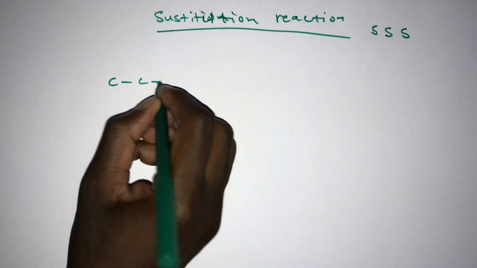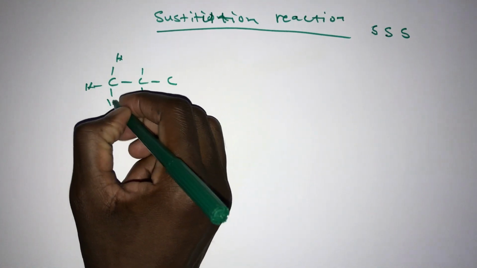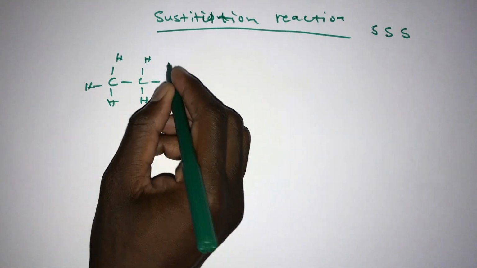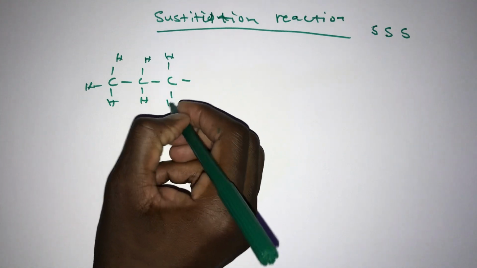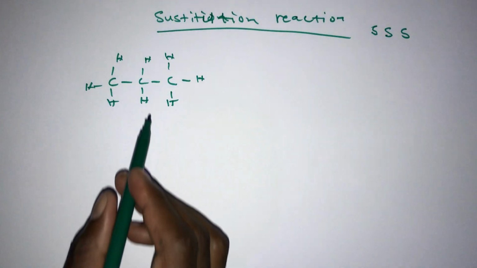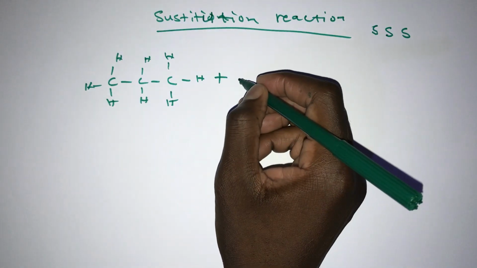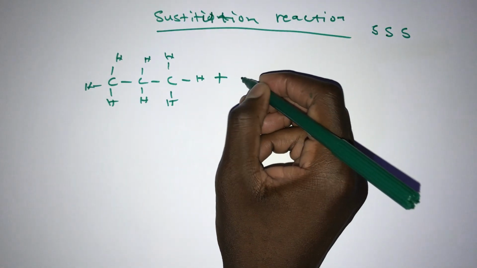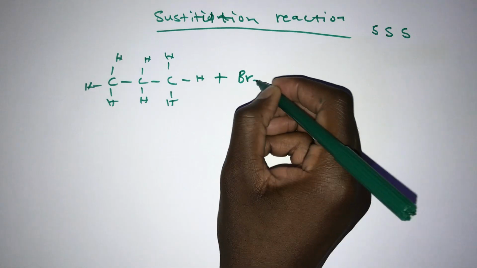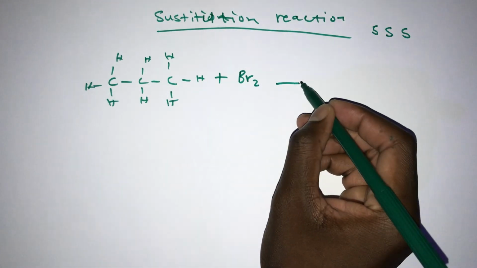So let's say we have these ones. So, okay, now what's going on here? We are adding something here. Br2. So let's check the product.